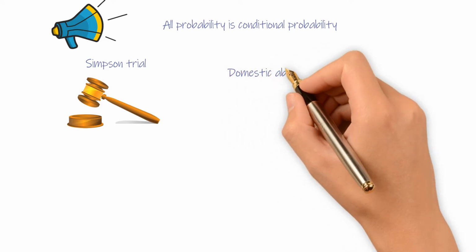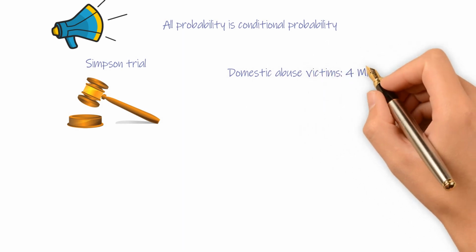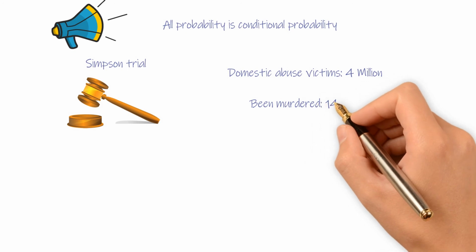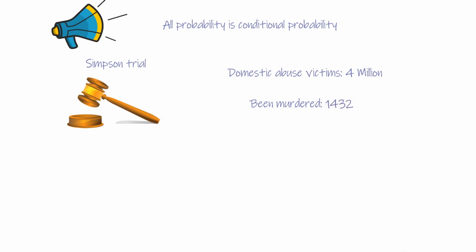In the US, there are about 4 million domestic abuse victims. Among them, 1,432 have been murdered, less than 0.04%. So, they can't use domestic abuse as evidence. Well, this argument sounds very convincing, since it's based on statistical data.